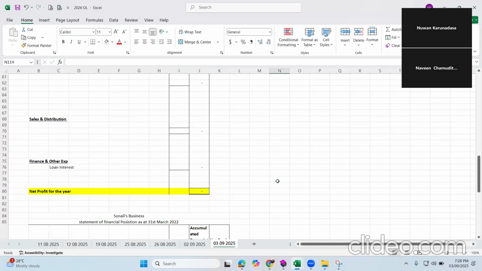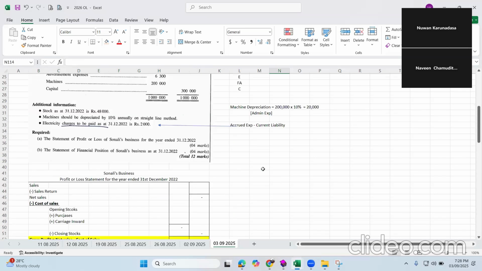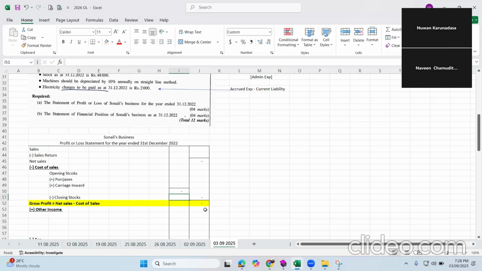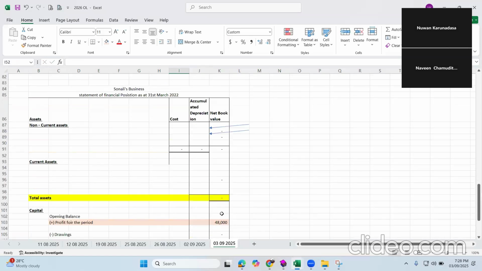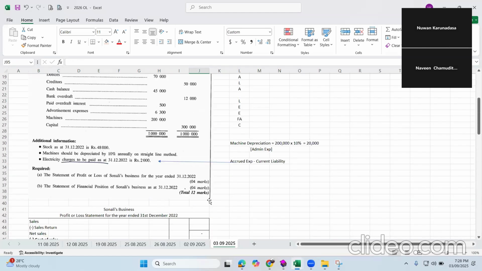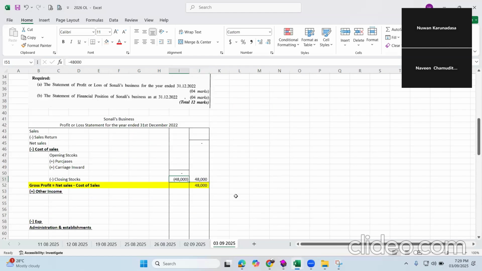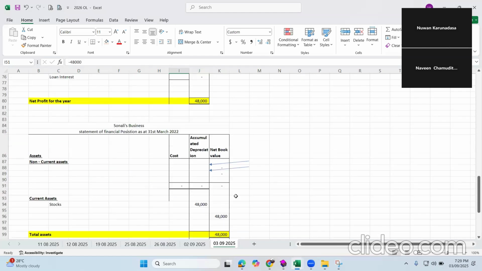Right. We'll start from the adjustments. Stock as at 31st December 2022 is 48,000. This is taken for the cost of sale calculation here, minus 48,000, and under the current assets, stocks, 48,000. As I said earlier, you must record the adjustments in two places. The closing stock is an adjustment. You will take that for the cost of sale calculation in one place. The other place is the stock is an asset for us. So that is a current asset.